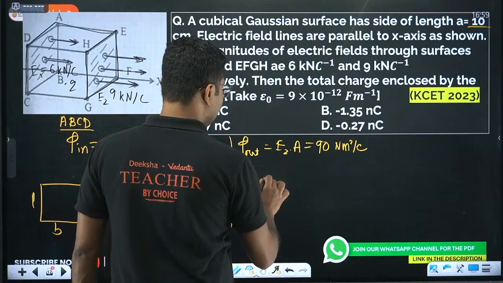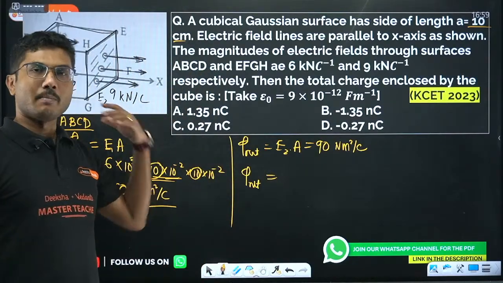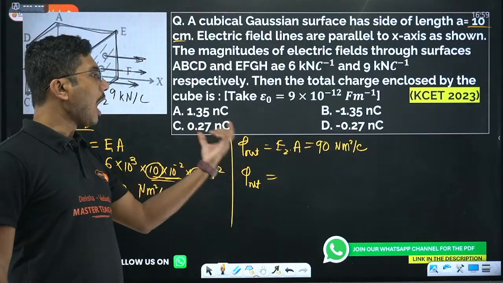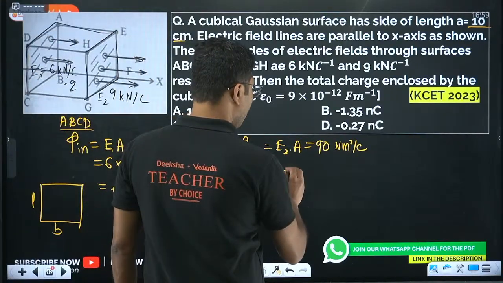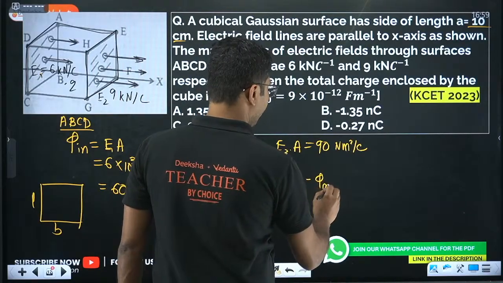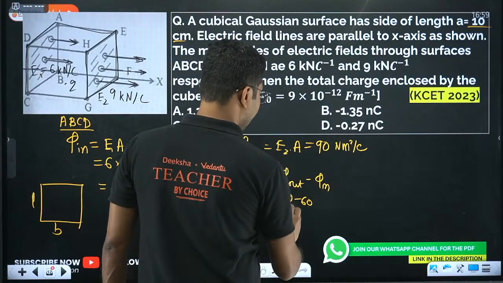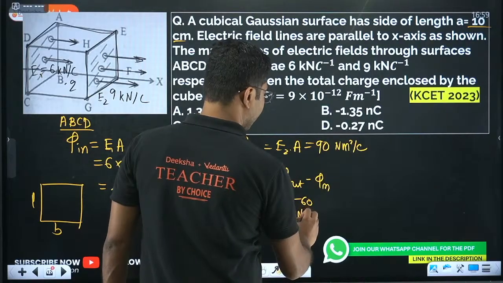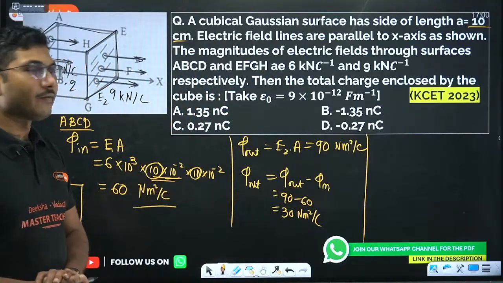What is the net flux? Net flux is very simple, bigger minus smaller. Which is bigger here? Out is bigger, in is smaller. So we will basically do out minus in, which is 90 minus 60, that is 30 Newton meter square per coulomb.